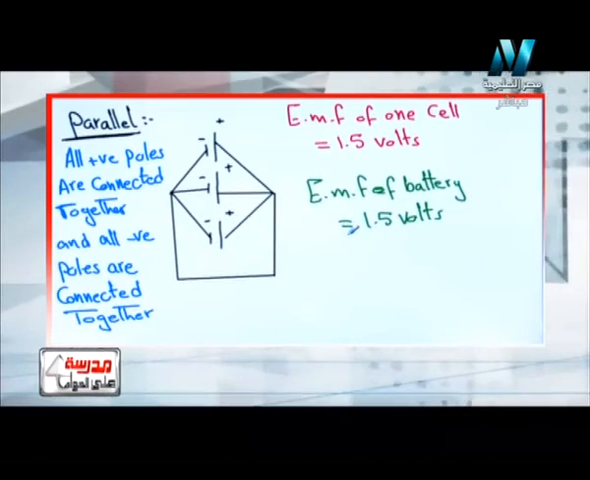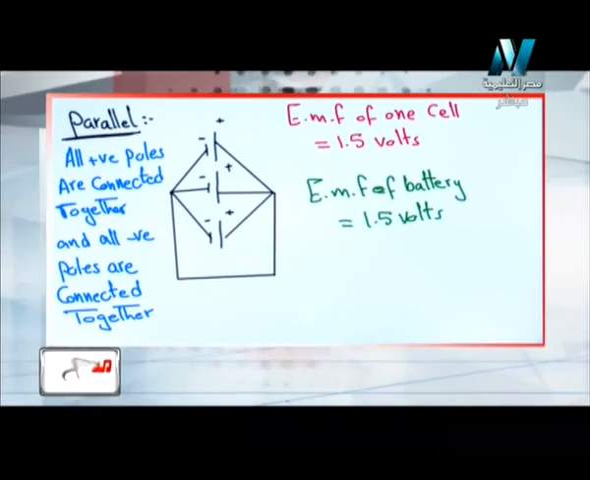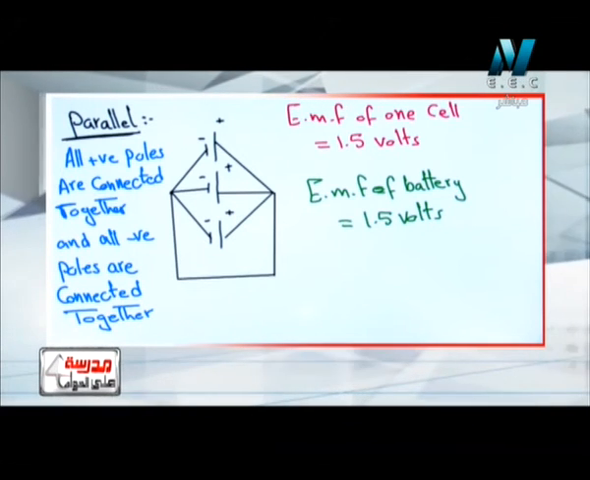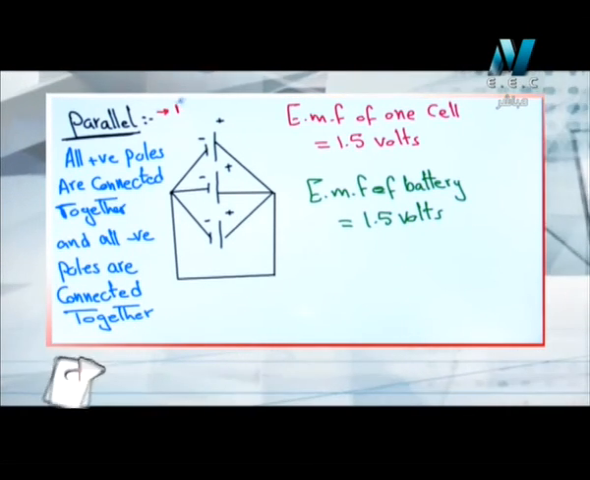Hello dear students again. Let's complete our episode today. We have now known the series connection of the electric cells, and we study now the parallel connection of the electric cells together. As we see here in this diagram, all positive poles are connected together and all negative poles are connected together.